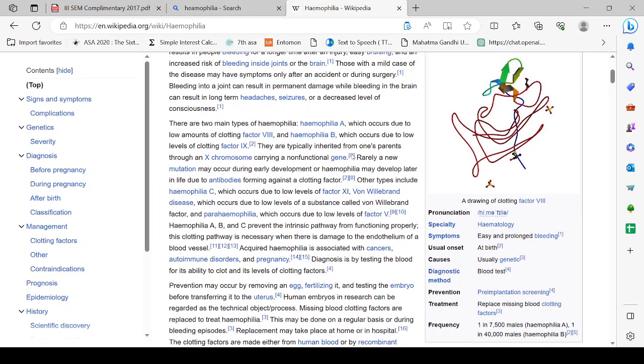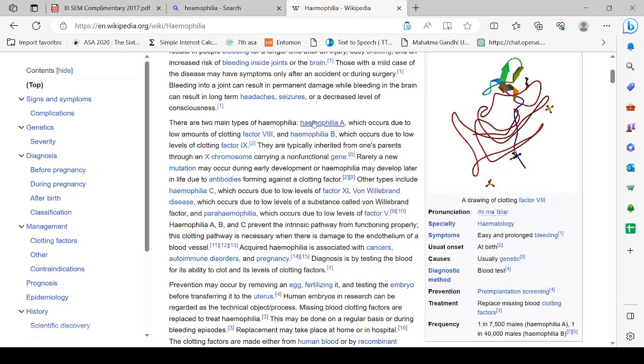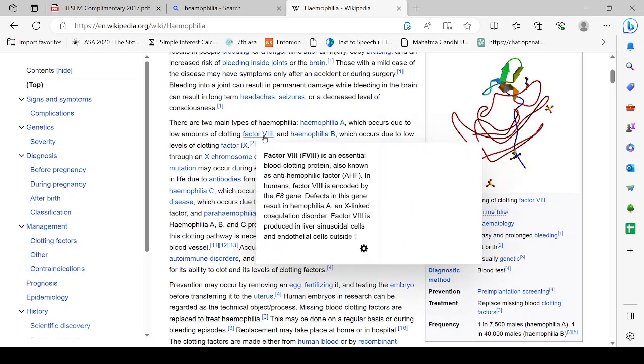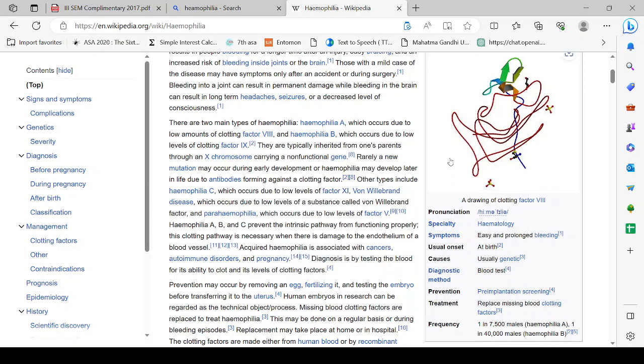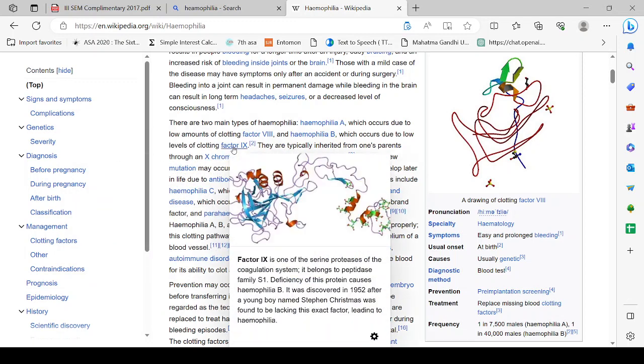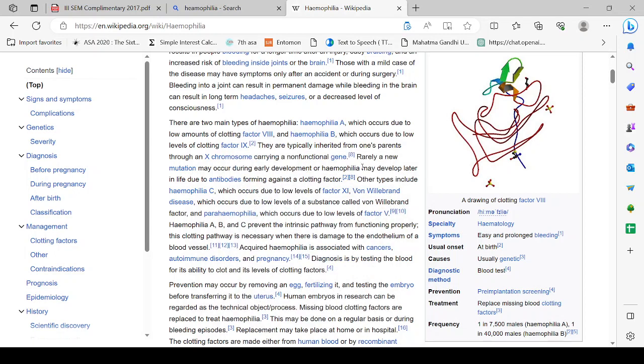Now there are two main types of haemophilia. One is haemophilia A. In haemophilia A, clotting factor 8 is present in an insufficient amount. The other is haemophilia B, where clotting factor 9 is present in a lower amount. So those are the two types: haemophilia A and haemophilia B. In haemophilia A, clotting factor 8 is insufficient, and in haemophilia B, clotting factor 9 is insufficient.